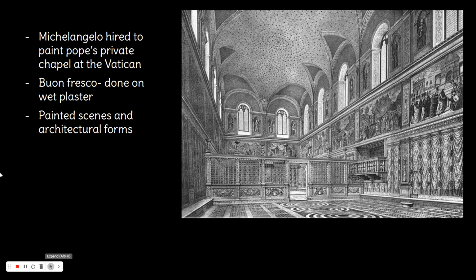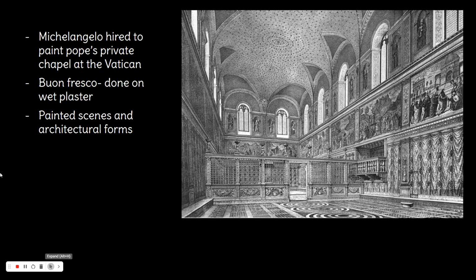So Michelangelo was hired to paint the Pope's private chapel at the Vatican. This was buon fresco, which means painting done on wet plaster so that the painting adheres as part of the wall. And pretty much all the scenes that we're going to look at and the architectural forms are painted. So it's going to look like there's a ton of moldings and architectural elements on the ceiling, but almost all of it is actually paint.